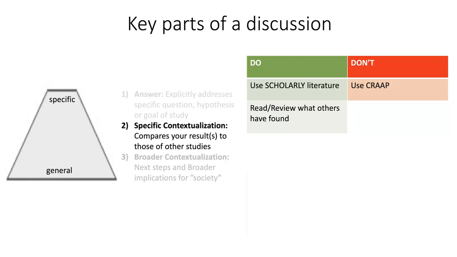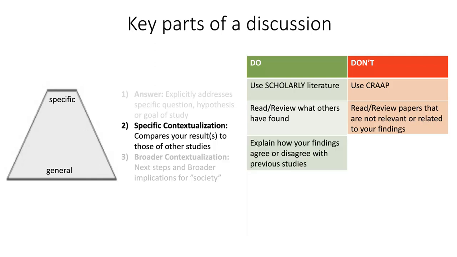Try to actually read those papers, see what their findings are, so that you can create that contextualization in your brain and tie what they found to what you found, okay? But try to avoid finding papers that are not relevant or related to your findings. And if you're struggling with finding papers that are related to your findings, talk to your instructor about that.